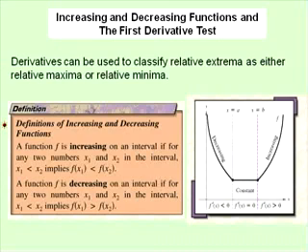The textbook definition for increasing and decreasing functions states that a function f is increasing on an interval if for any two numbers x1 and x2 in the interval, x1 being less than x2 implies that f of x1 is less than f of x2. Similarly, a function f is decreasing on an interval if for any two numbers x1 and x2 in the interval, x1 being less than x2 implies that f of x1 is greater than f of x2.